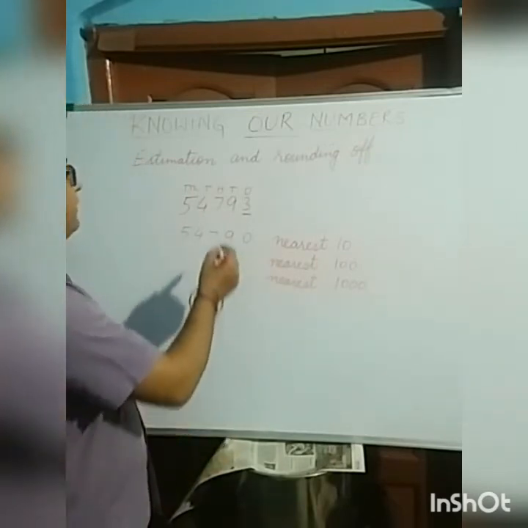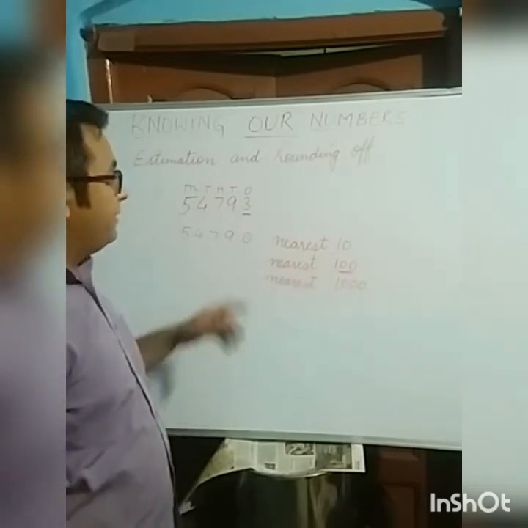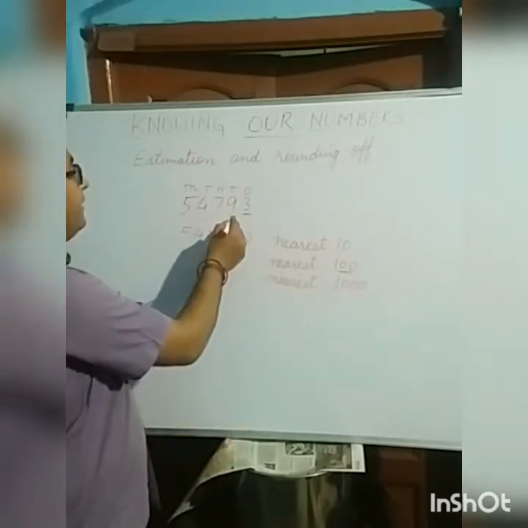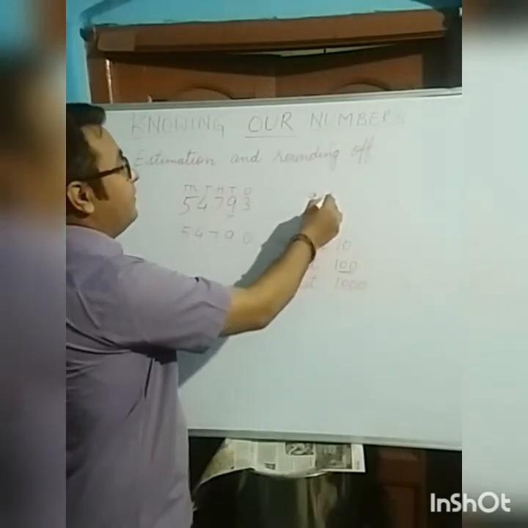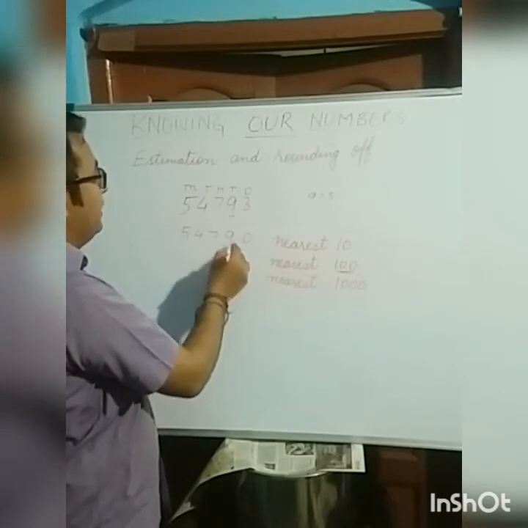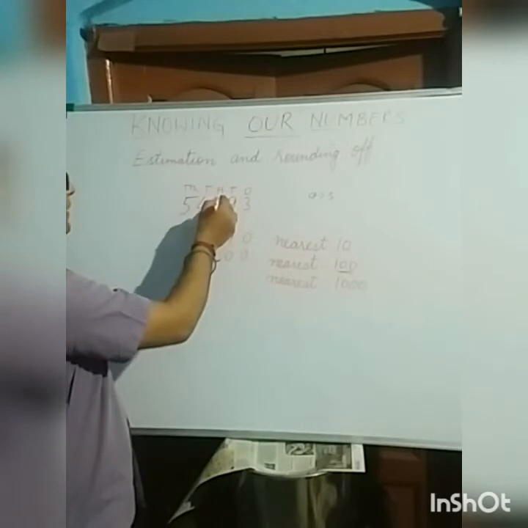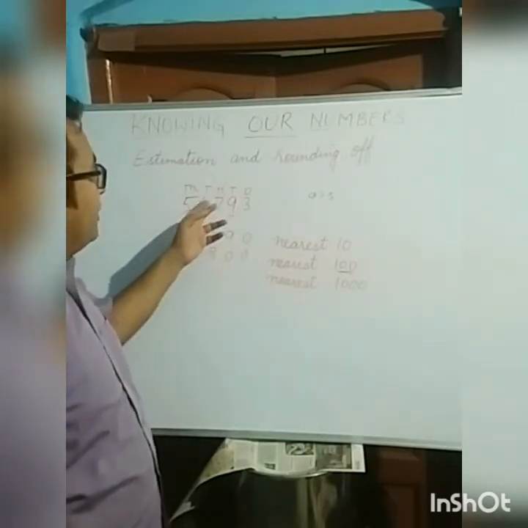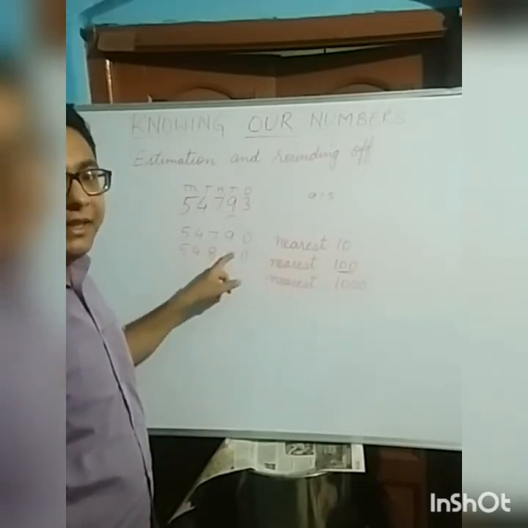Now suppose we need to round it off to the nearest 100. In that case, we will see one place less than that, that is the tens place. At the tens place we have 9. So 9 is greater than 5. So we will give one carry to the previous digit, and in place of that we will write 0. 0 for 9 and 0 for this 3. Here we will give one carry, it will become 8. So this number 54,793 rounded off to the nearest 100 will give you 54,800.